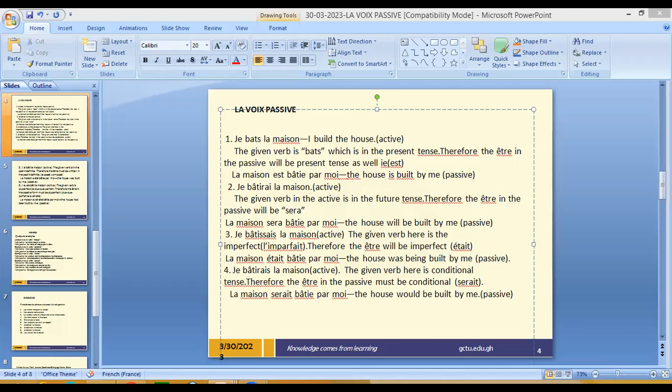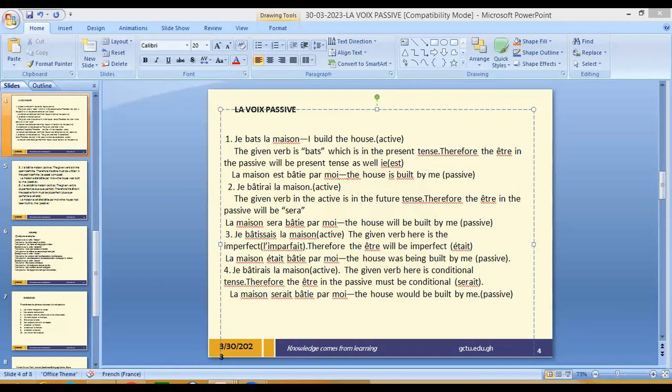Oui, monsieur. So look at the difference between the house was built by me and the house had been built by me. Know the difference. C'est ça. Très bien. Avez-vous des questions? Class, avez-vous des questions? I hope you can see my screen. Bon, avez-vous des questions sur ce qu'on vient de voir?